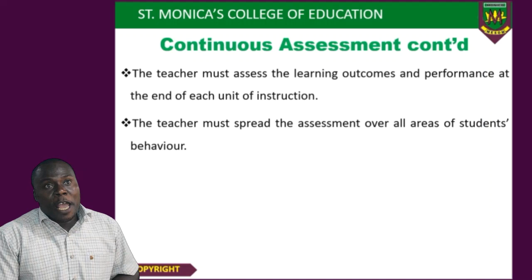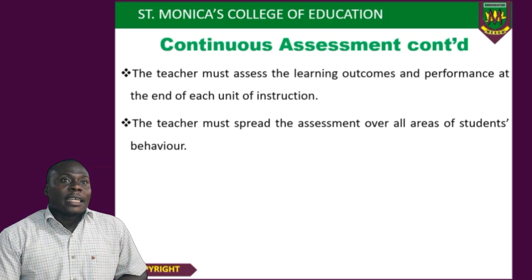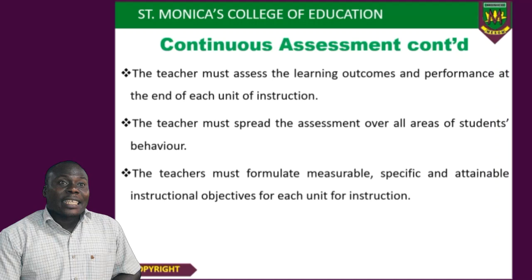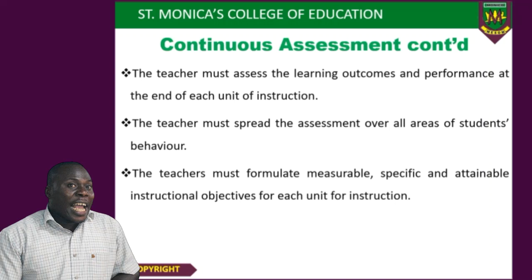The next thing that I will talk about is the teacher must formulate measurable, specific, and attainable instructional objectives for each need for instruction. Because the teacher is going to assess student performance at the end of each lesson or every unit, it means you must formulate measurable, specific, and attainable instructional objectives. Things that you think are attainable, that you can measure at the end of every period.